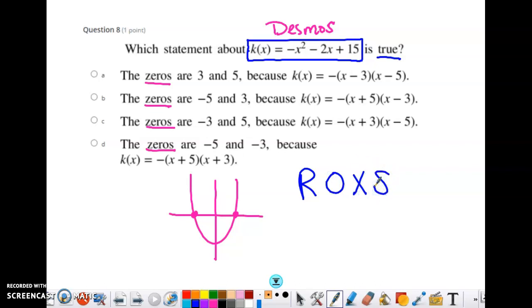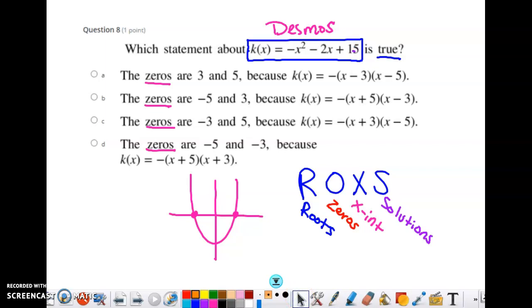So the R stands for roots. The O stands for zeros, like the number 0. The X stands for x-intercept, and the S stands for solutions. Okay, so let's go look for the solutions, the zeros for this equation. Type it in decimals.